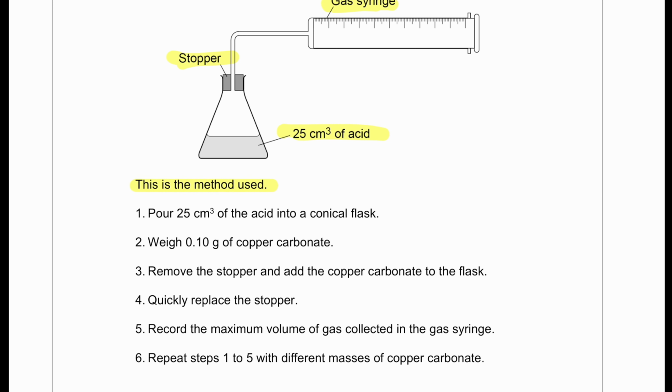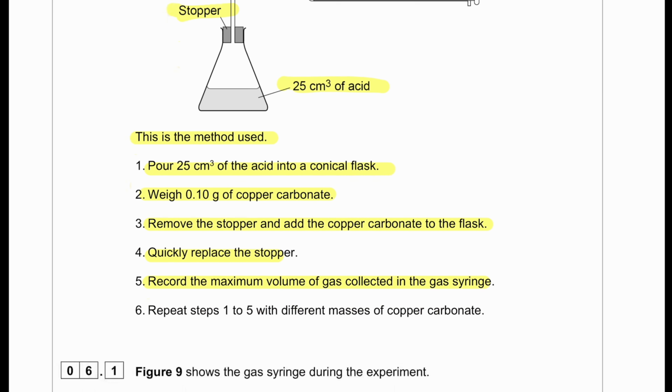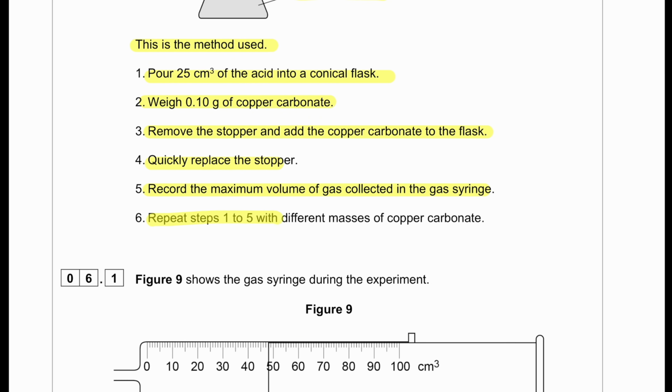This is the method used. Point number 1, pour 25 cm³ of the acid into a conical flask. Point number 2, weigh 0.1 g copper carbonate. Remove the stopper and add the copper carbonate to the flask. Quickly replace the stopper. Record the maximum volume of gas collected in the gas syringe. Repeat steps 1 to 5 with different masses of copper carbonate.